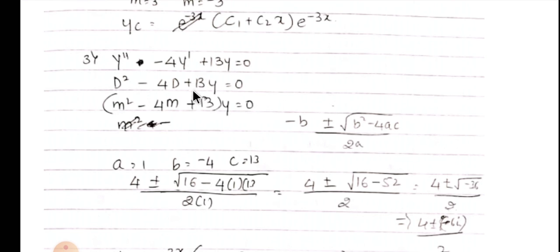Now the third example, y double dash minus 4y dash plus 13y is equal to 0. This can be written as (D square minus 4D plus 13)y is equal to 0. The auxiliary equation, D is replaced by m: (m square minus 4m plus 13) of y is equal to 0.